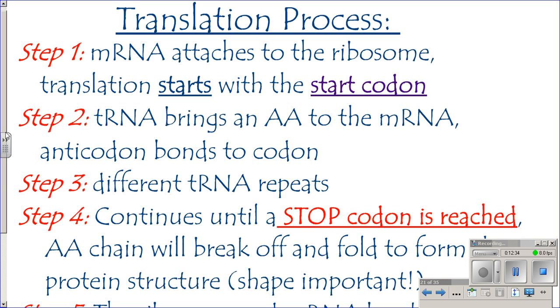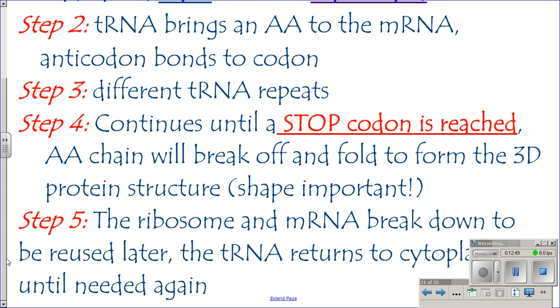All right, so now we're to the part where it's like, okay, translation is done. Now let's just finalize the whole protein part, and then we're just going to break down everything and let it come back together when we need to do protein synthesis again. So that's where we are right here. Step four continues until stop codons. We just put step two, step three, and step four together. But the last part, something new. Amino acid chain breaks off and folds to form the 3D protein structure that we know proteins form.